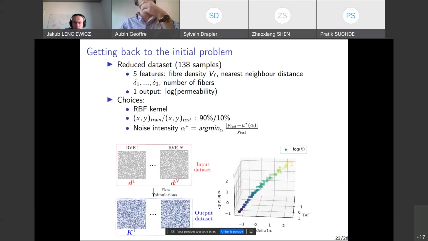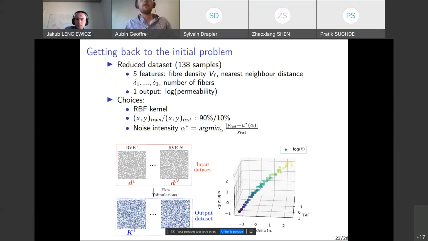And at last, I will get back to the initial problem. If I recall, we have some input features that characterize a fiber structure, such as the fiber density, the nearest neighbor distance value, etc. And we have an output, the permeability, and we have taken the logarithm of the permeability. We have similar choices for the modeling, and once again, we are setting the noise intensity to minimize the error between the test data and the mean prediction.